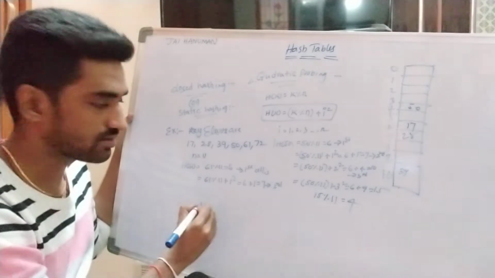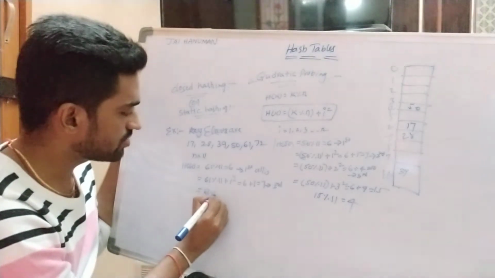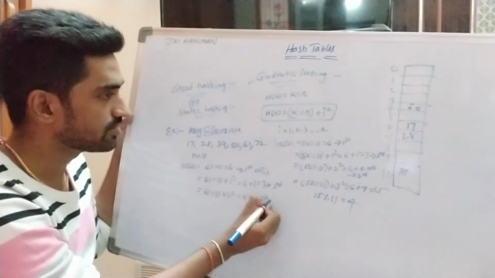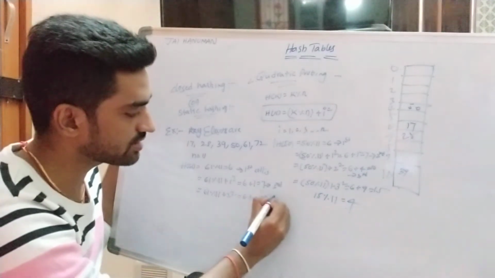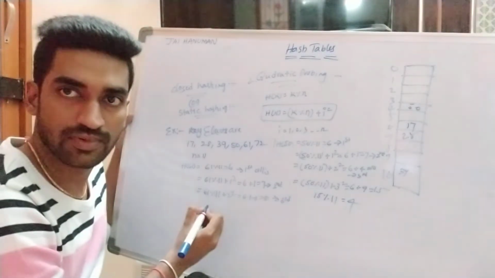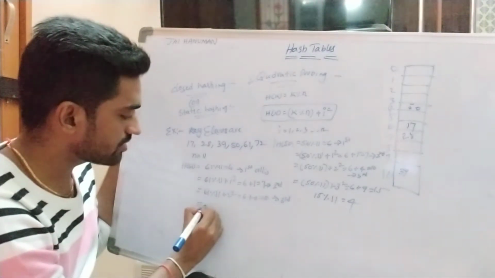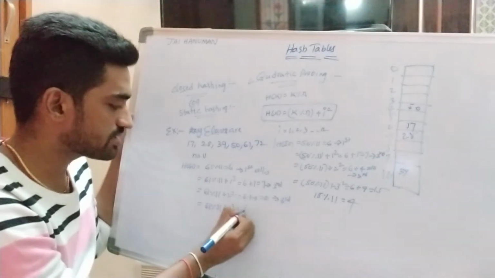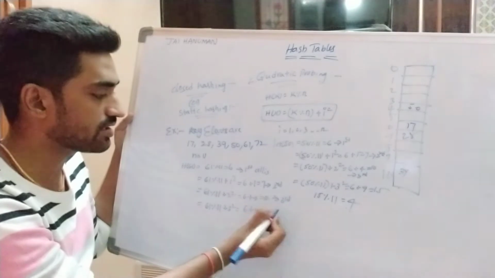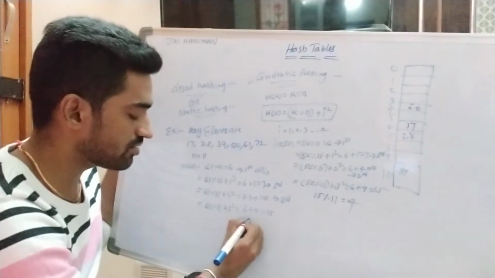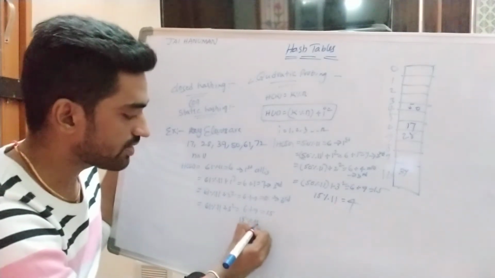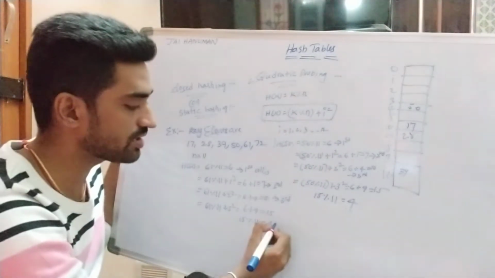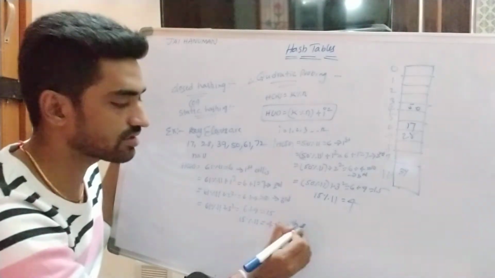Second collision is occurred. 61 modulo division of 11 plus 2 square. 6 plus 4, which is equivalent to 10. So 10 is not vacant position. So that's why third collision is occurred, right? Again we are applying quadratic probing. 61 modulo division of 11 plus 3 square, 6 plus 9, which is equivalent to 15. So here I am taking 15 modulo division of 11, which is equivalent to 4. So fourth position is not vacant position, already occupied by 50. So that's why fourth collision is occurred.